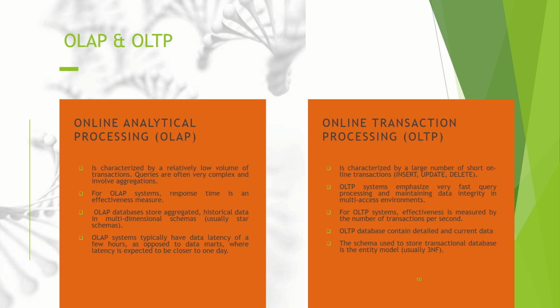OLAP databases store aggregated historical data in multidimensional schemas. For OLTP systems, effectiveness is measured by the number of transactions per second. OLTP databases contain detailed and current data. OLAP systems typically have data latency of a few hours, as opposed to data marts where latency is expected to be closer to one day. The schema used to store transaction databases is the entity model.